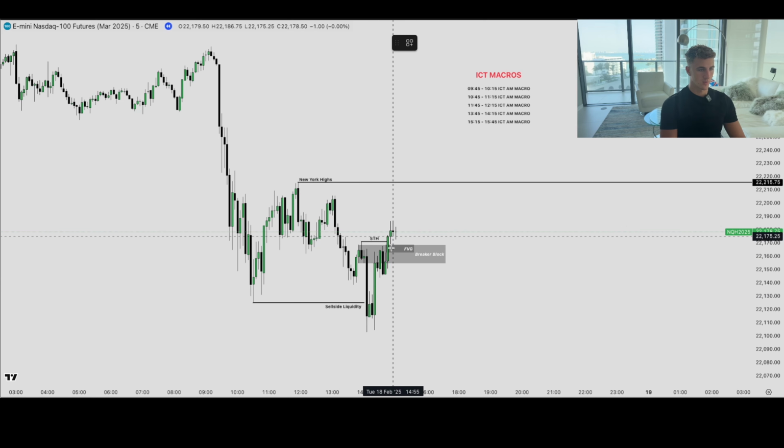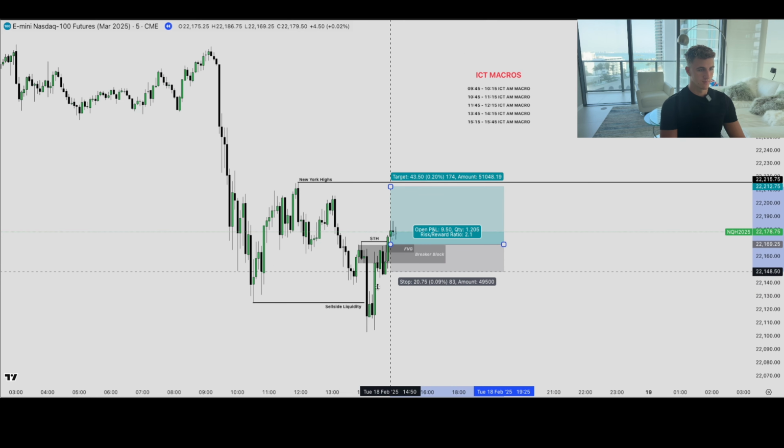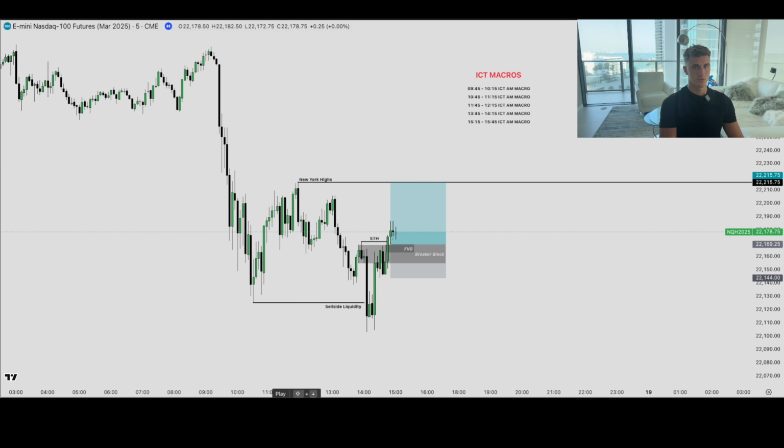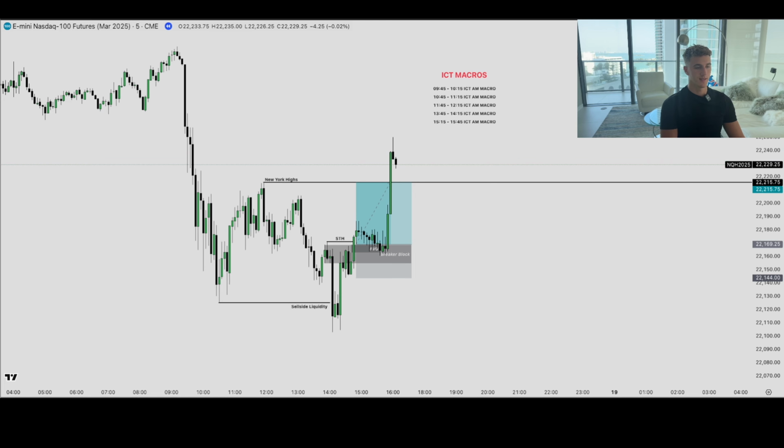So anyway, I'm going to take my long position off this fair value gap, stop loss below a swing low, and then target some sort of session liquidity, which in this case is going to be New York highs. So let's see how this trade plays out. Okay, boom, there you go, take profit smashed. As you can see as well, we were inside of that final hour macro from 3:15 to 3:45 p.m. And as long as your entry is inside of that window, once we leave that window and you still haven't hit take profit, it's totally fine. You can continue to hold your position.